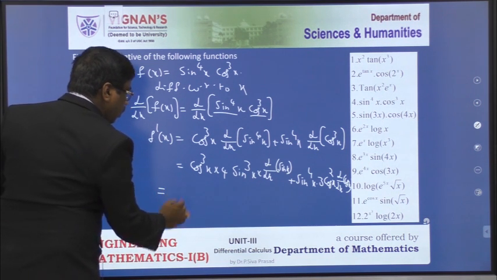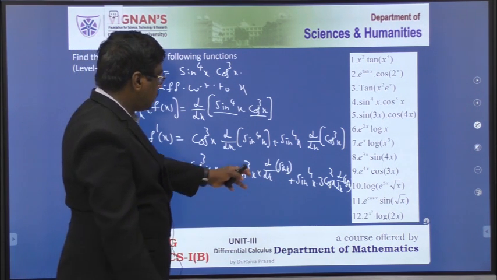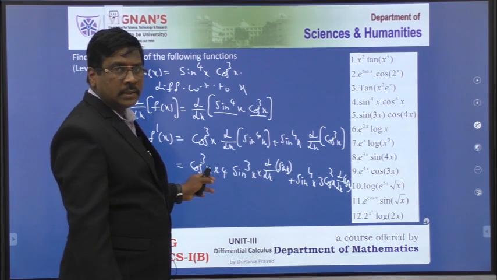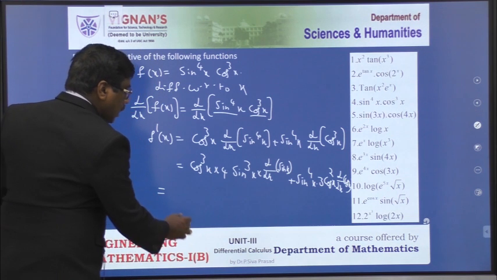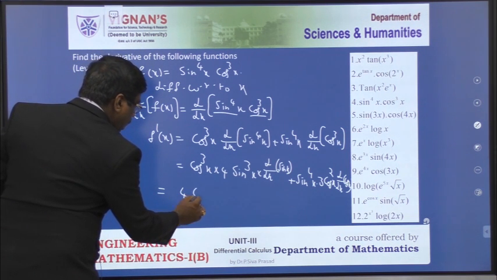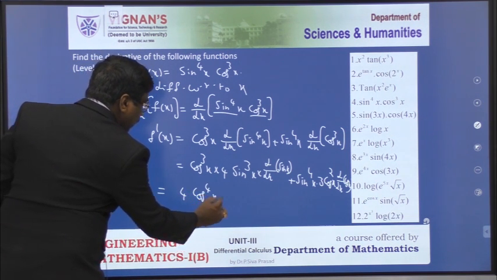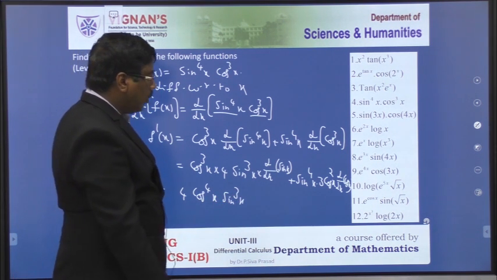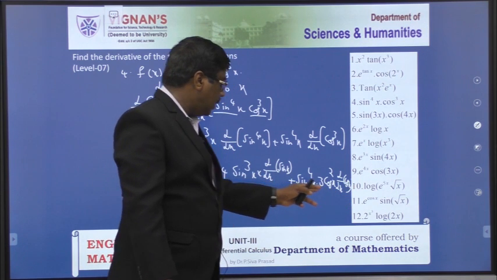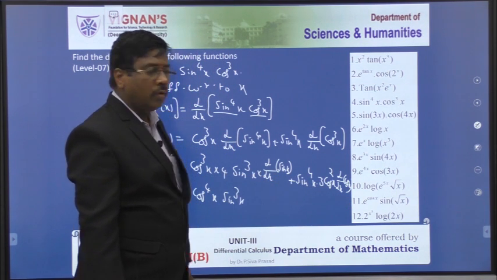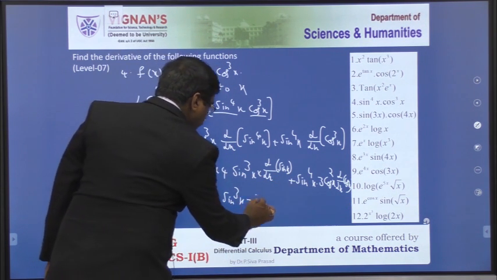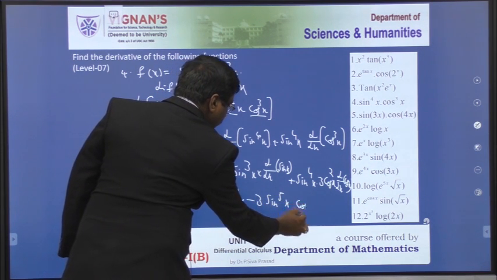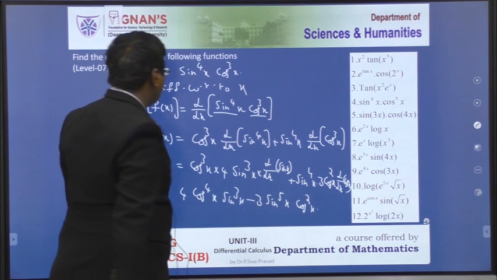Therefore this is equal to, please all of you see this. d by dx of sin x is cos x. Already here cos cube x is there. Cos cube into cos x, that is 4 into cos to the power of 4 x into sin cube x. Now the derivative of cos x is minus of sin x. Already here sin to the power of 4 x is there. That is minus of 3 into sin to the power of 5 x into cos square x.